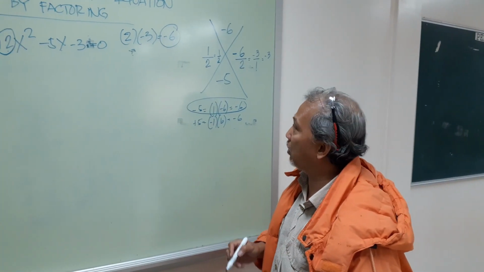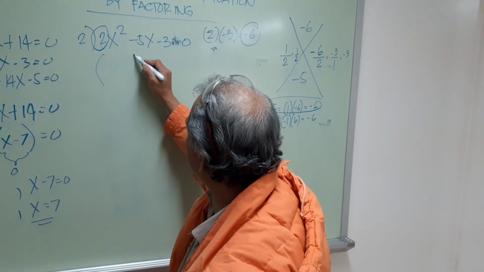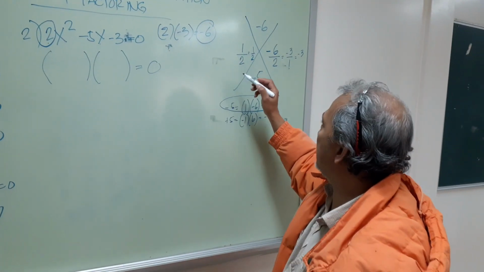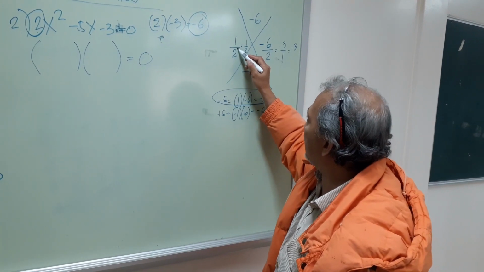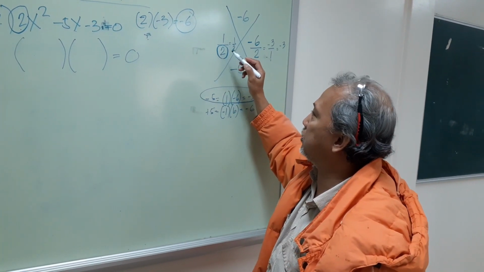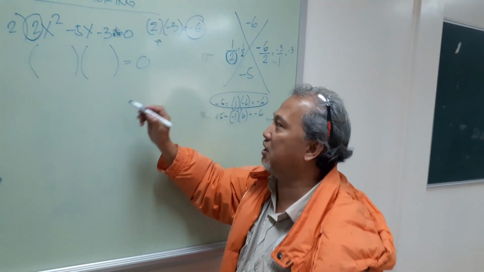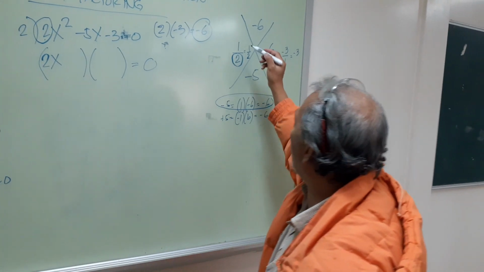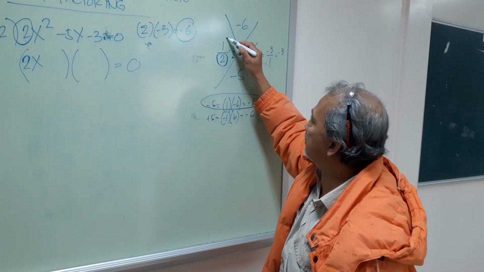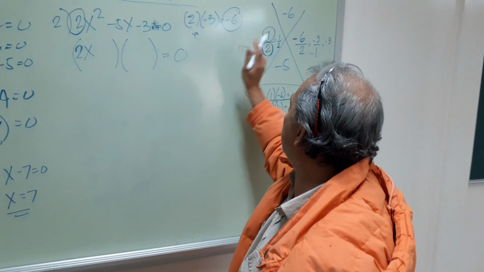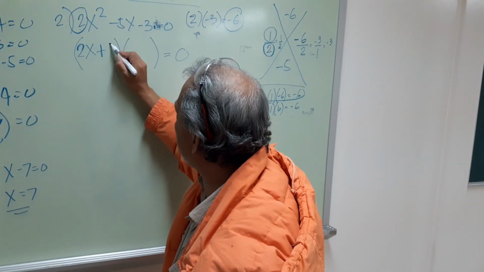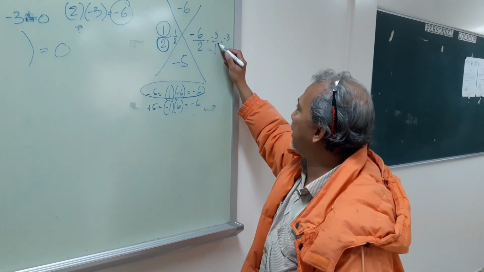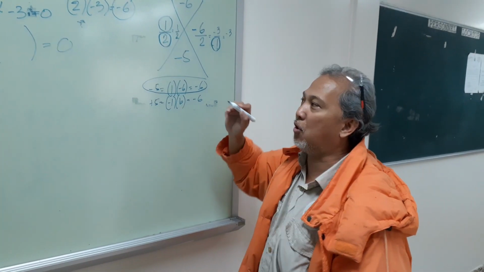Correct? So let's factor and equate to 0. This denominator, which is your 2, is your coefficient of x. So let's write here 2x. And your 1, which is your numerator, is your constant. It's positive, so it must be positive 1. Okay? The other one, your denominator is 1. This is your coefficient of x.